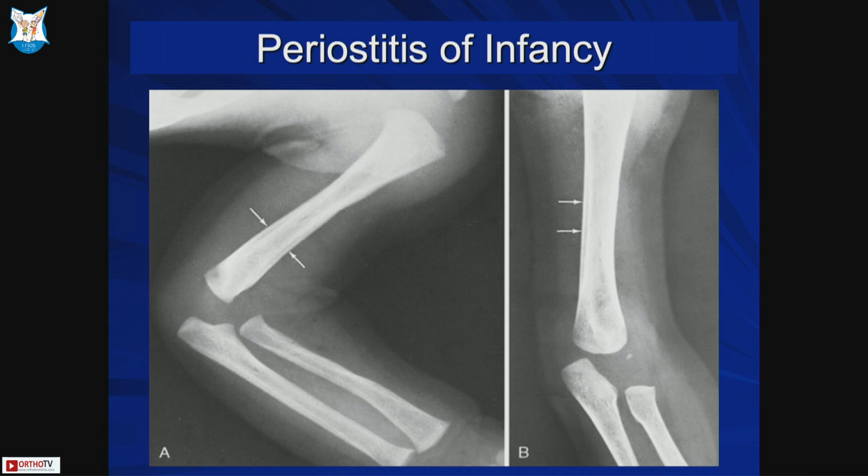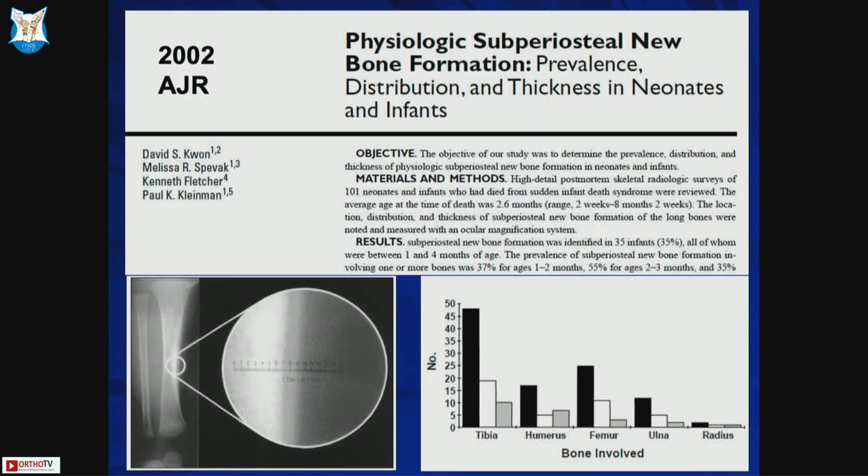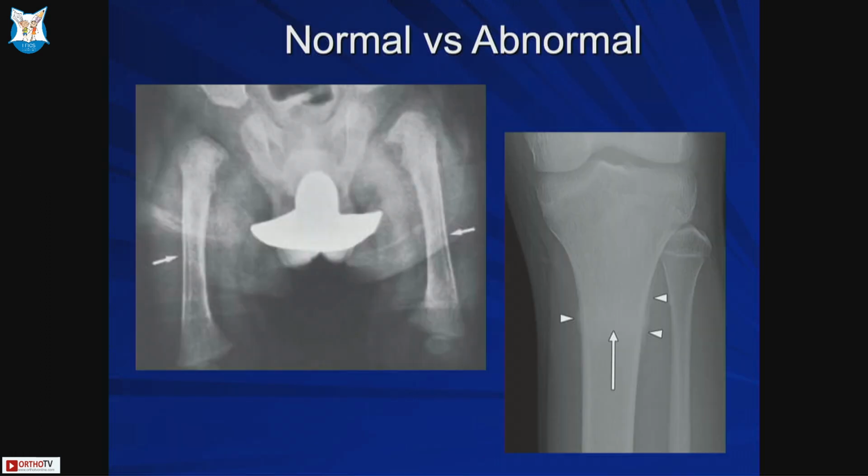So periostitis of infancy. In the first 2 to 4 months, if you take an x-ray of a kid, about 30% of them are going to have this periosteal reaction. One may confuse this with a fracture, but it is very common. It's more common in the tibia, followed by femur, and then the humerus. So basically all long bones. And about 35% of patients would have this, and this is usually before the age of 4 months.